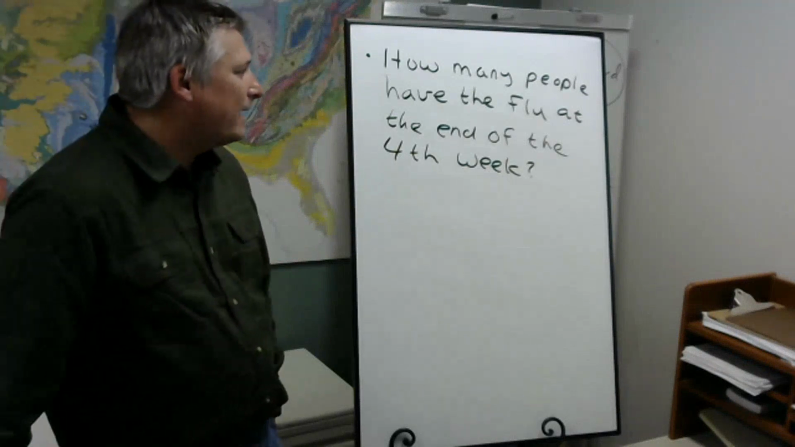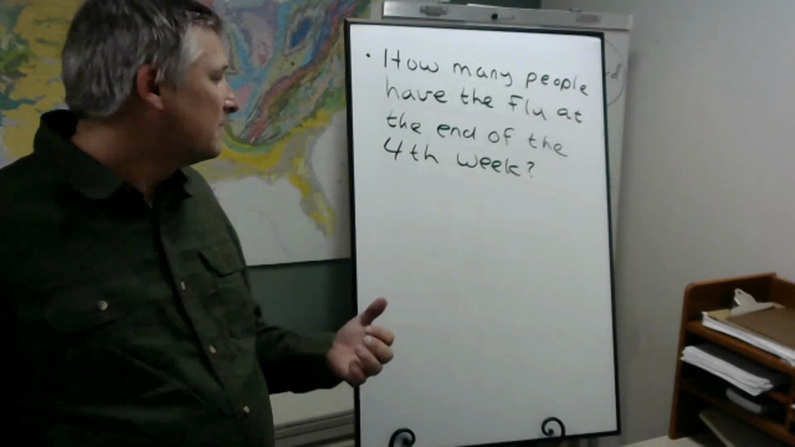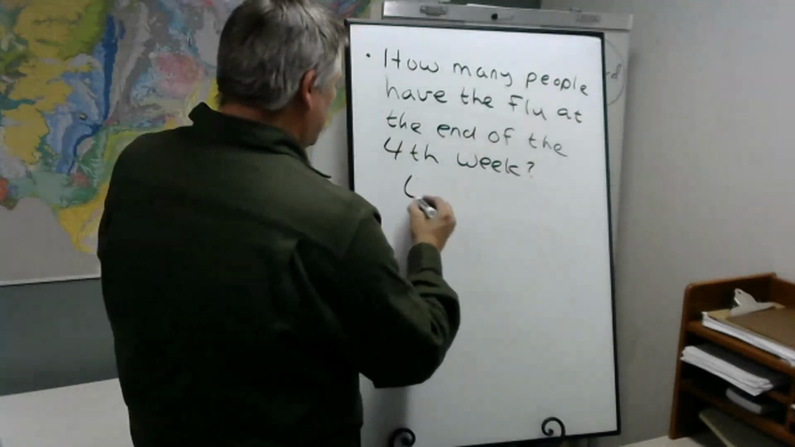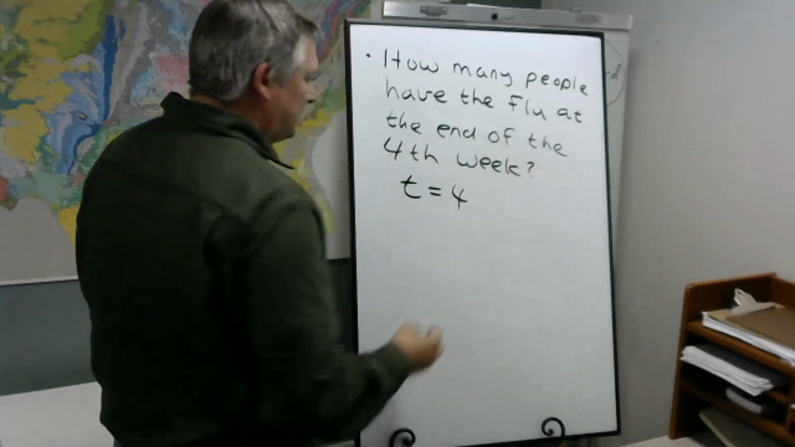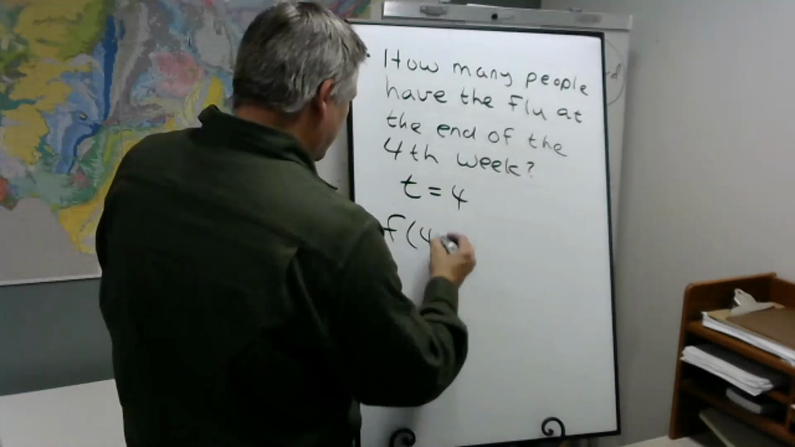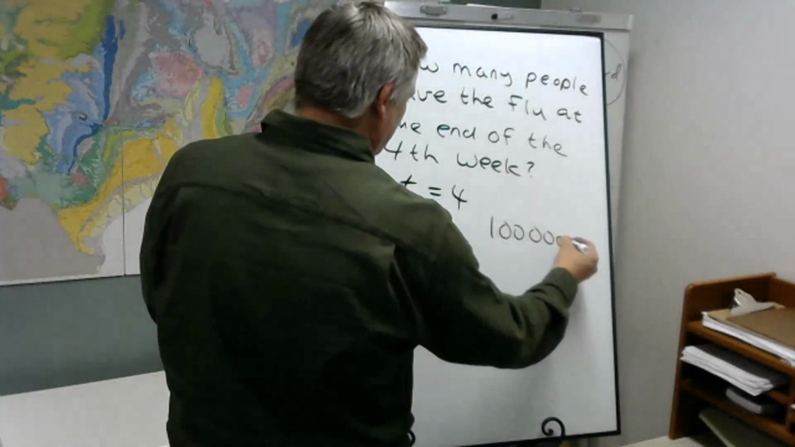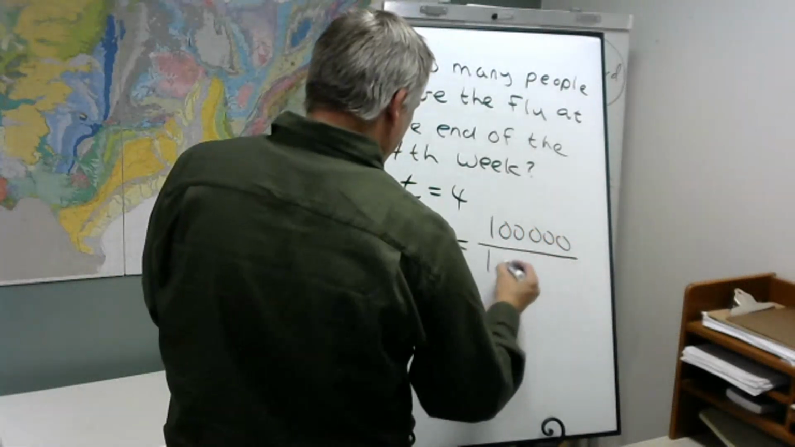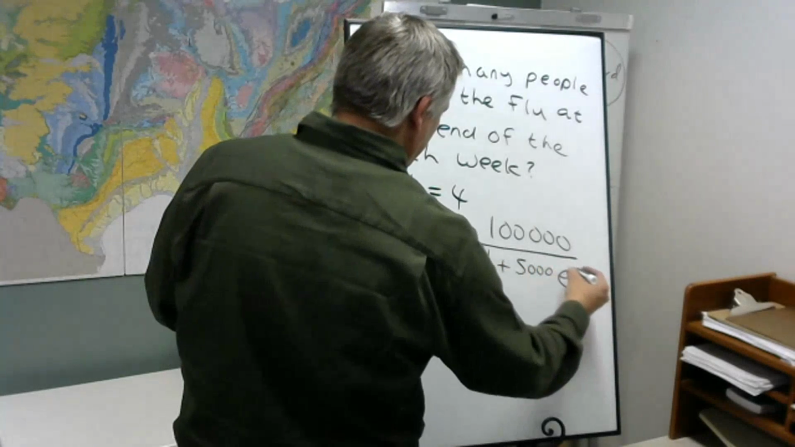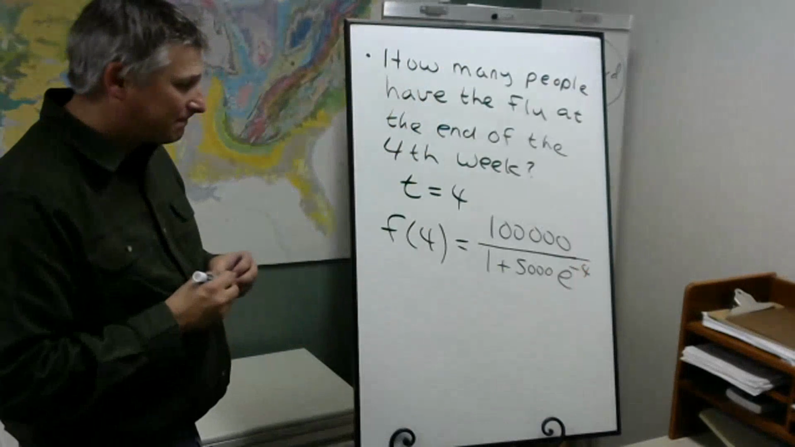So how many people have the flu at the end of the 4th week, or after 4 full weeks? Well, again, t was in weeks. So that means t equals 4. So we want F of 4, and minus t will now be minus 4.